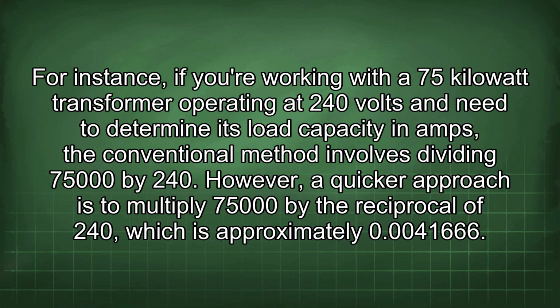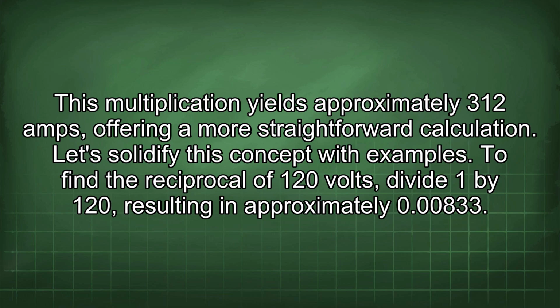capacity in amps, the conventional method involves dividing 75,000 by 240. However, a quicker approach is to multiply 75,000 by the reciprocal of 240, which is approximately 0.41666. This multiplication yields approximately 312 amps, offering a more straightforward calculation. Let's solidify this concept with examples.